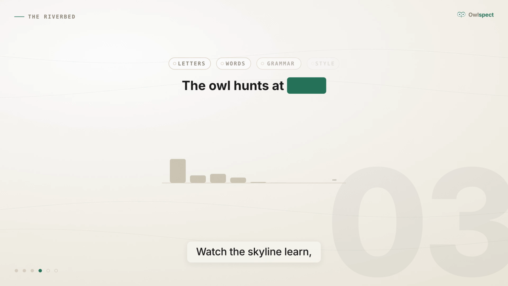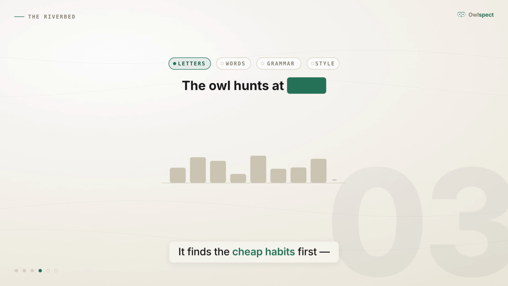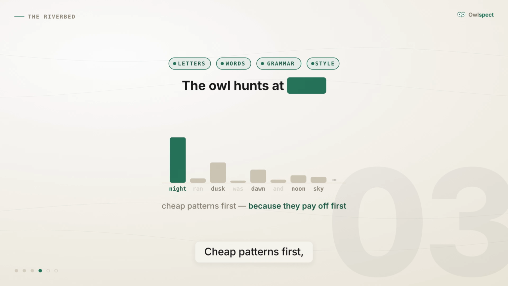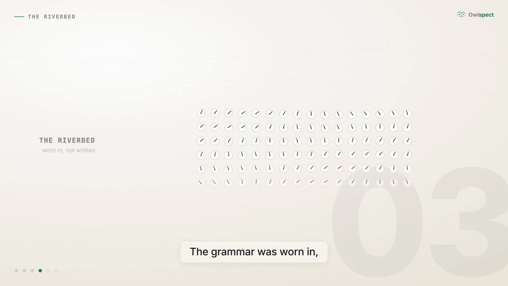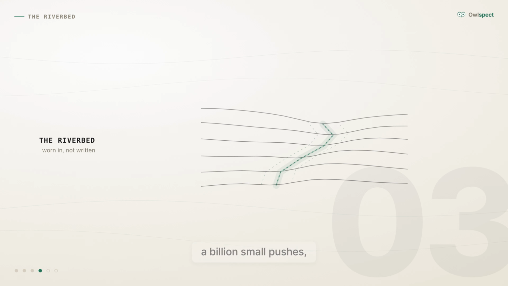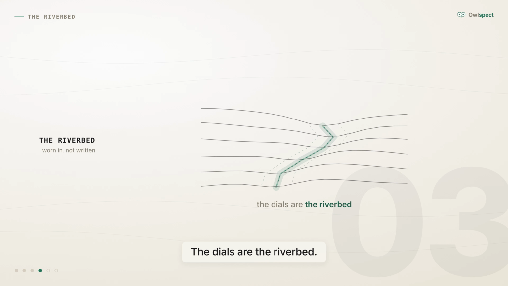Watch the skyline learn, sped up. It finds the cheap habits first. Letters that travel together, spaces, endings. Whole words come next, and grammar clicks into place. Facts, tone, and style are worn in last. The expensive habits. Roughly that order. Cheap patterns first, because cheap patterns pay off first. The grammar was worn in, the way water carves a riverbed. A billion small pushes, each one almost nothing. The dials are the riverbed.